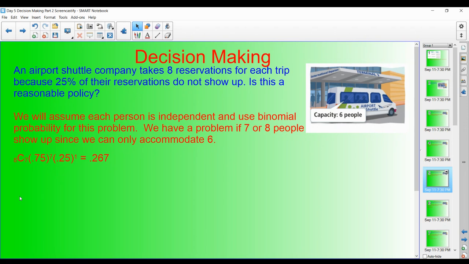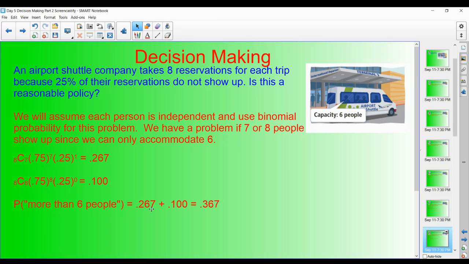Now we're going to do the same thing for 8 people. So we're going to have 8 choose 8 because we want exactly 8 people to show up. We want 8 people to show up, and we want 0 people not to show up. And that's a probability of 10%. To find the probability that more than 6 people show up, so either 7 or 8, we add them, and we get a 36.7% chance.